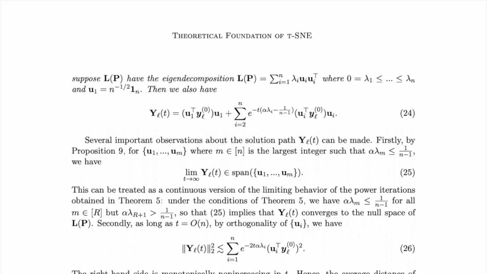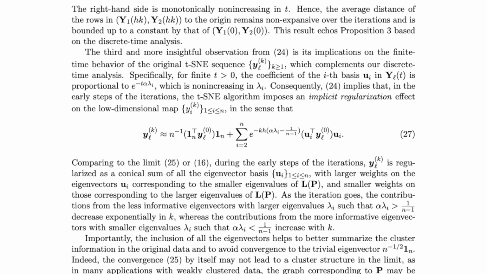Secondly, as long as t is nonnegative, by orthogonality of u_i, we have [see formula]. The right-hand side is monotonically non-increasing in t. Hence, the average distance of the rows in y_1(t), y_2(t) to the origin remains non-expansive over the iterations and is bounded up to a constant by that of y_1(0), y_2(0). This result echoes Proposition 3 based on the discrete time analysis.